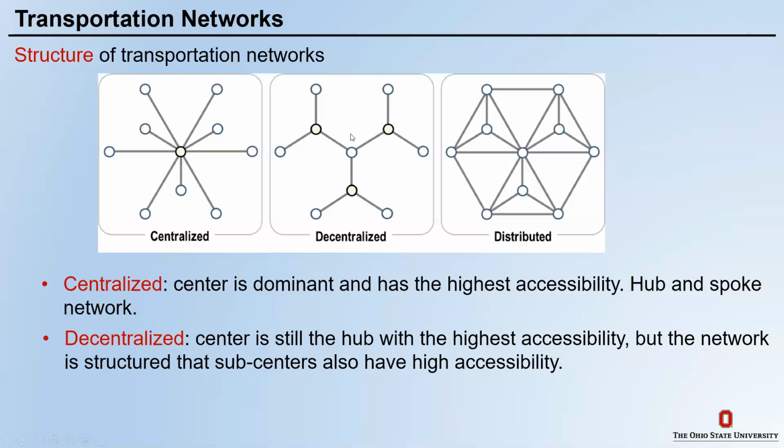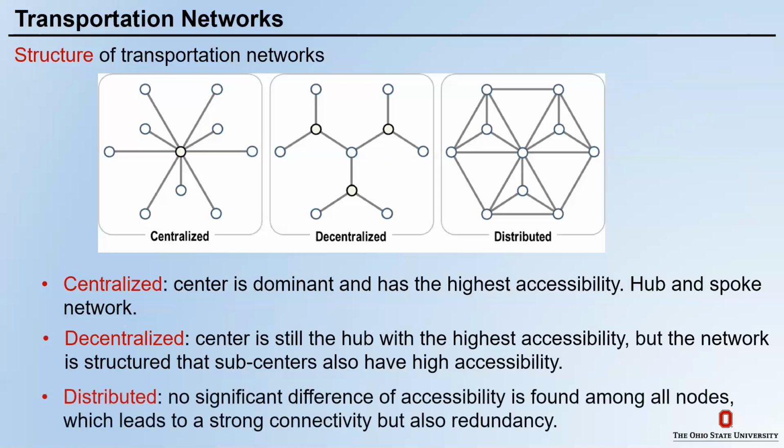So here you actually averaged the risk. You average the risk to 1, 2, 3, 4 hubs instead of putting all your stake on this one single hub. That's the decentralized network. That's the second type of structure of transportation networks. The third one is even more distributed. I mean, the importance of nodes is distributed. That's the reason why it's simply called a distributed network.